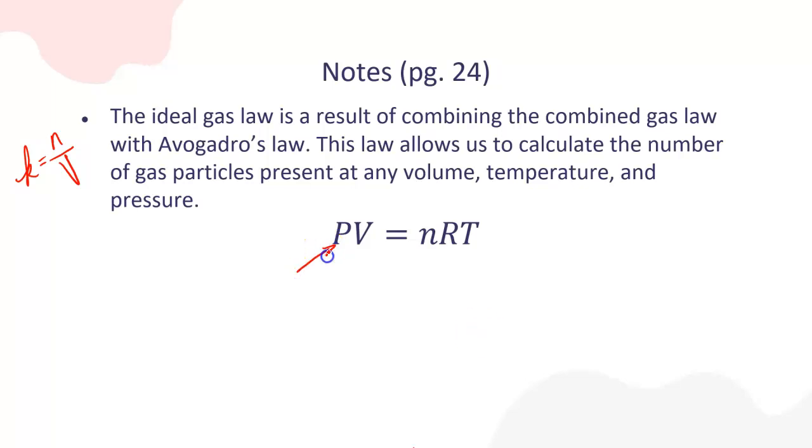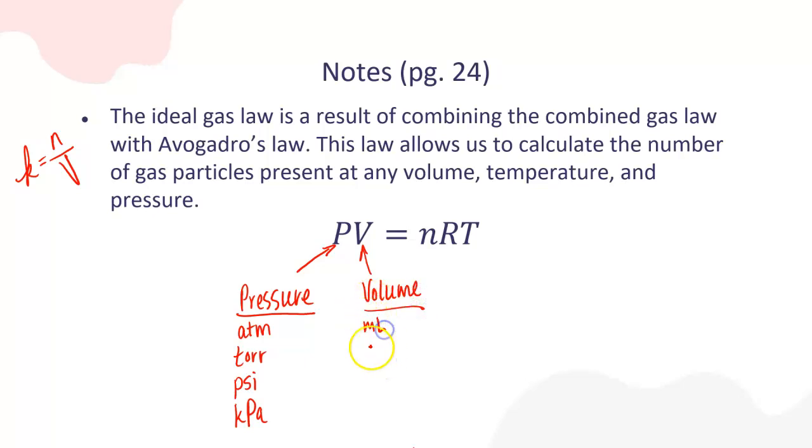So we remember that P is pressure. And typically we have units of atmospheres that we have used in the past, but you may see torr or you may see PSI. There's a couple others, but those are the most common ones. Another one is kPa, kilopascals. V is volume. We have seen milliliters and liters.